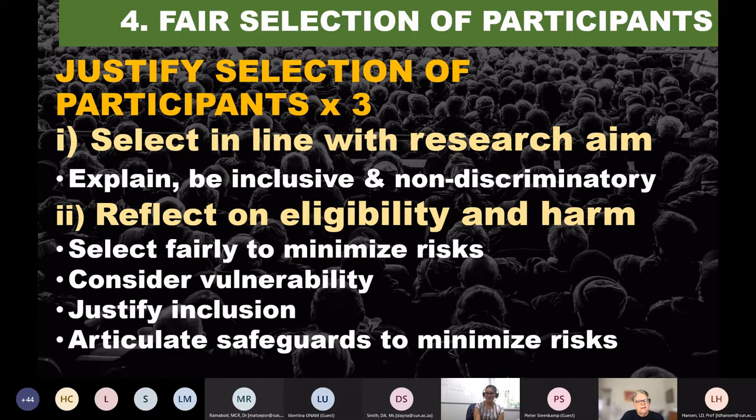The fourth benchmark that was promulgated is a very critical one as well, the fair selection of participants. Research ethicists feel very strongly about justice or fairness and treating everybody equally. And any research review will carefully look at that in terms of whether it's okay. So firstly, of course, which we all know, is that it must be in line with the research aim. The selection must be inclusive and not discriminate in any way against anybody.